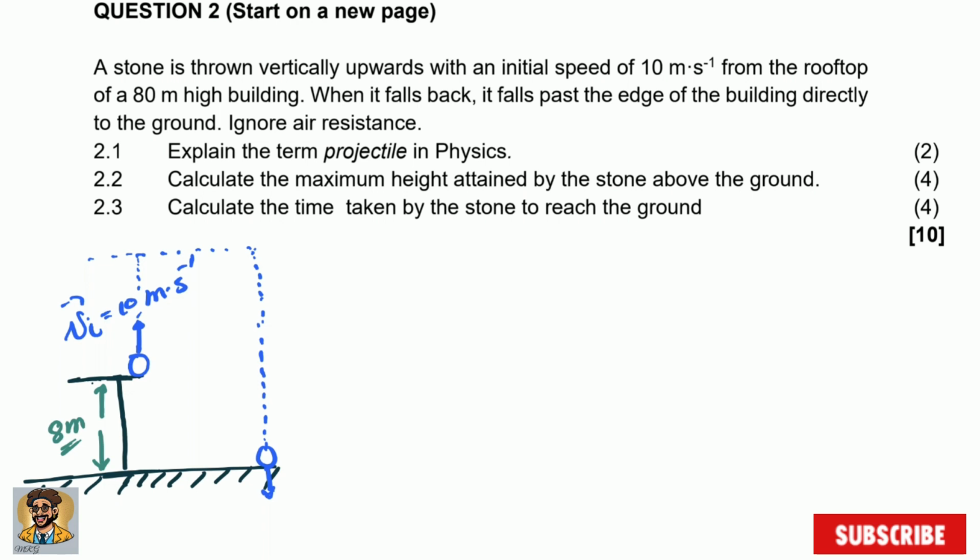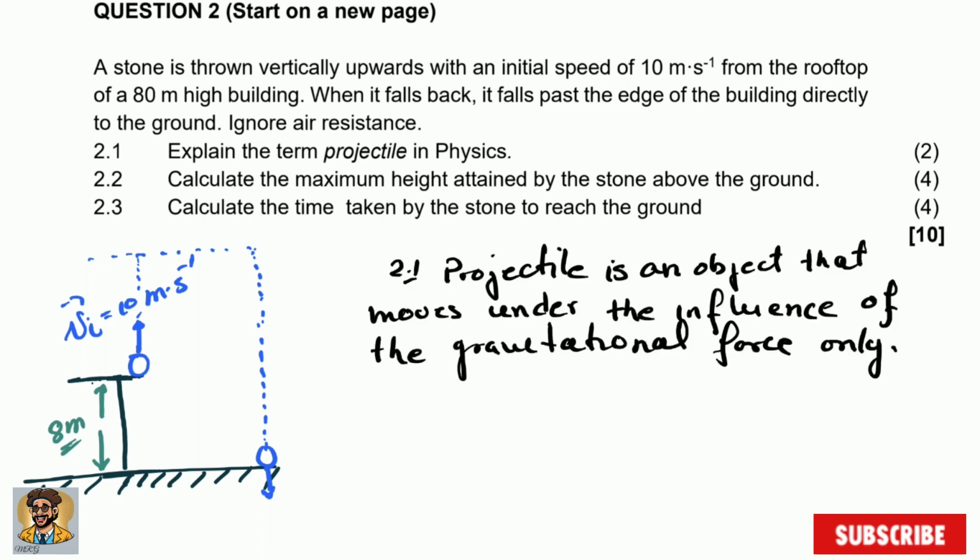Now, question 2.1 says explain the term projectile. So what is a projectile? It's an object that moves under the influence of gravitational force only. So the only force acting there is gravitational force. Guys, this is 2 marks for this definition, and remember we said before the only 2 definitions you have in these topics are projectile and free fall.